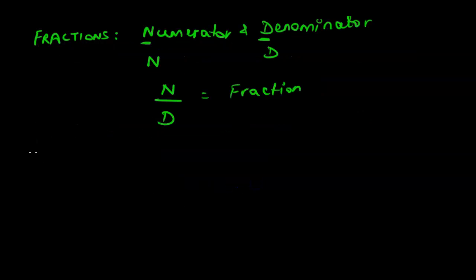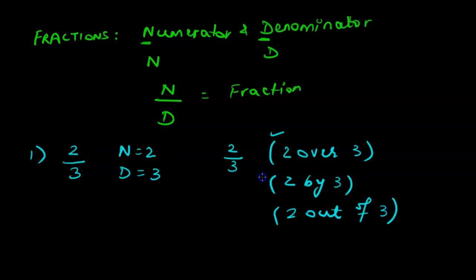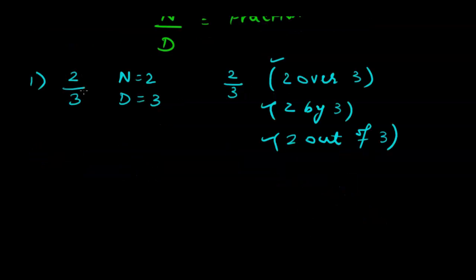Let's say we are given an example of 2 out of 3. So 2 is the numerator and 3 is the denominator. How do we read this fraction? As 2 over 3. We can call it 2 by 3, or we can also call it 2 out of 3. So these are the three different ways in which we can read fractions: 2 over 3, 2 by 3, 2 out of 3.